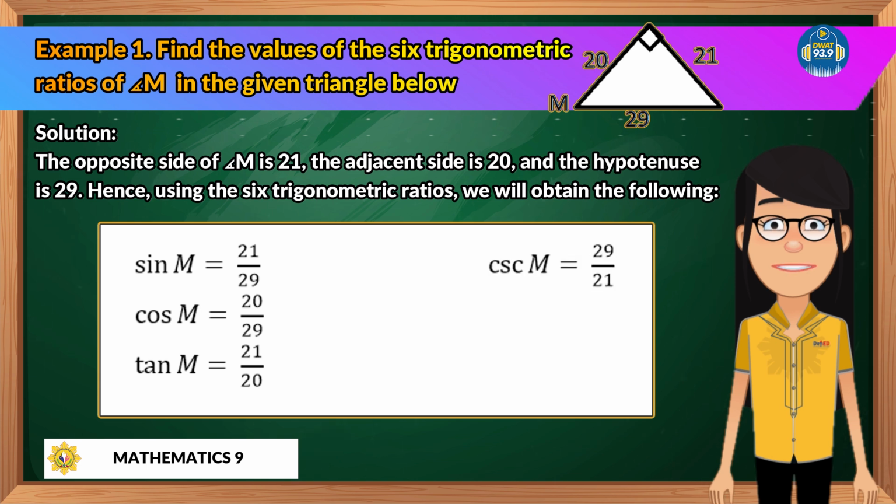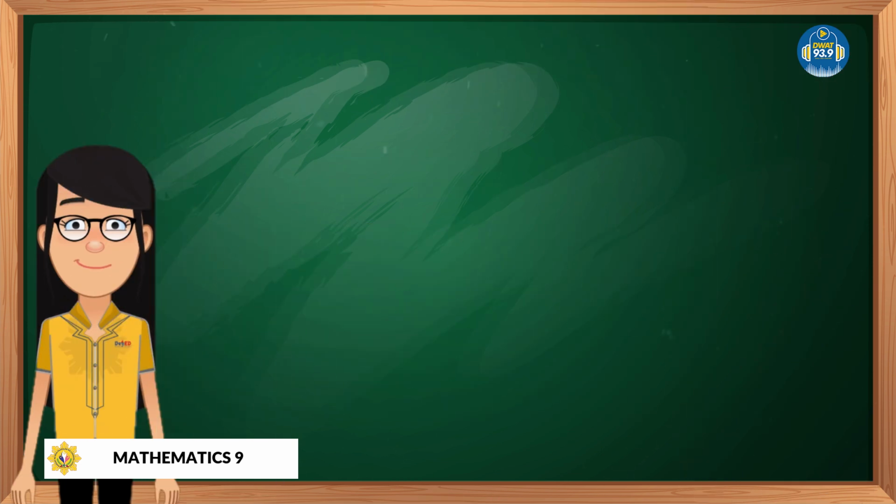Let us have the reciprocals. Cosecant M is equal to 29 over 21. Secant M is equal to 29 over 20. And cotangent M is equal to 20 over 21. Let us have example number 2.